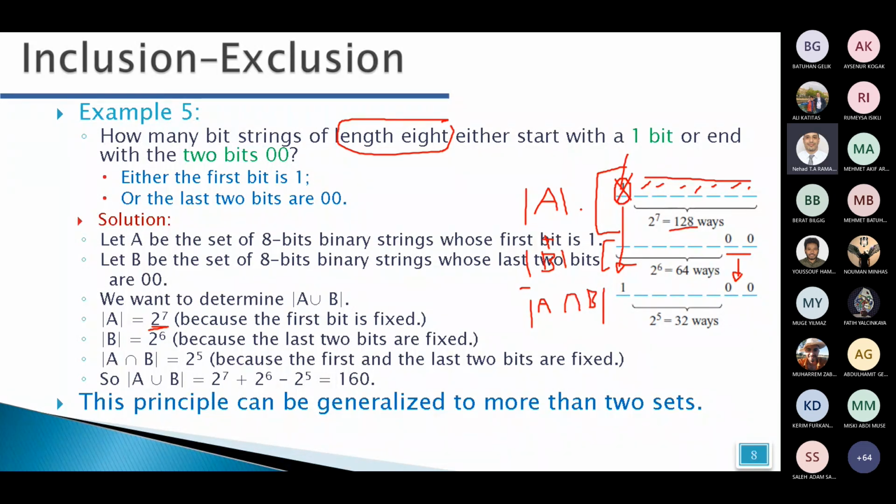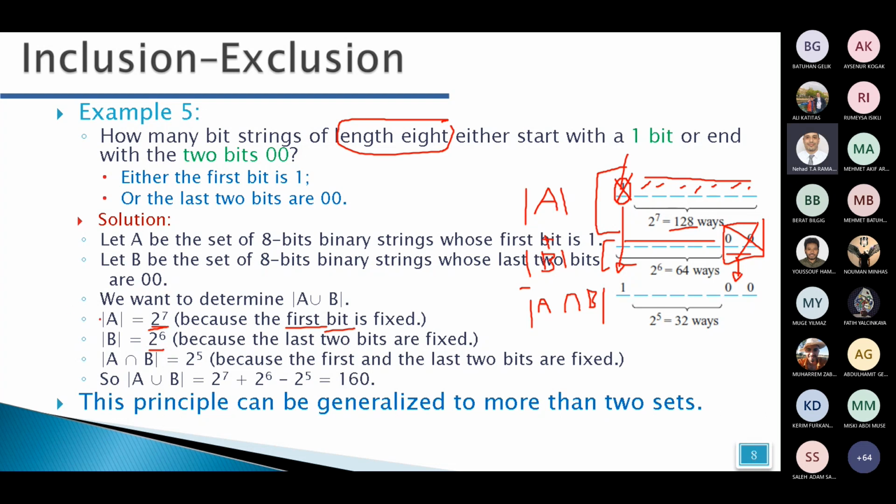So it's 128 ways to get A, because we fixed the first bit as 1. For B, we have 2 to power 6. Why 2 to power 6? Because the last 2 digits are fixed. How many digits do we still have for combinations? 6 digits only. Each digit could be 0 or 1, so we have 2 possibilities for each digit. So it's 2 to power 6.